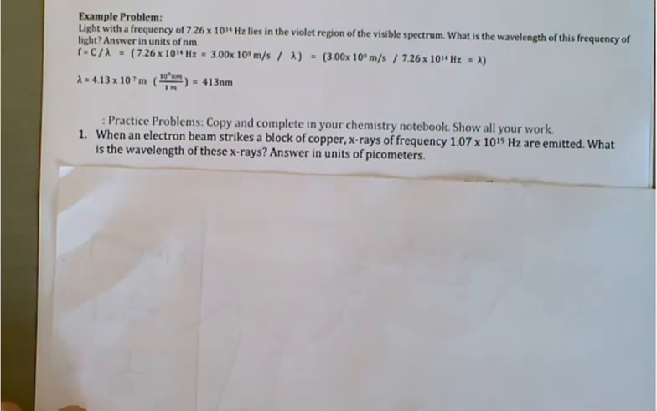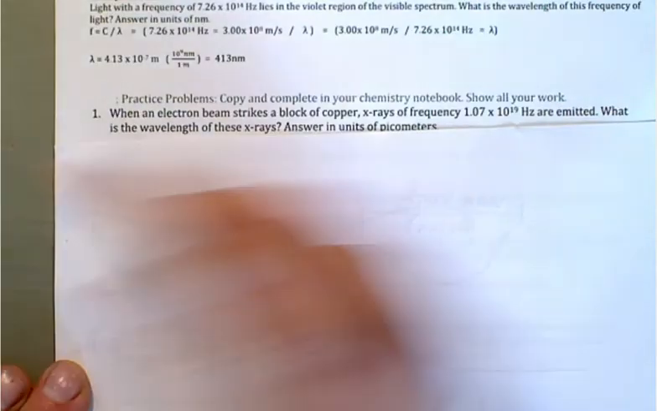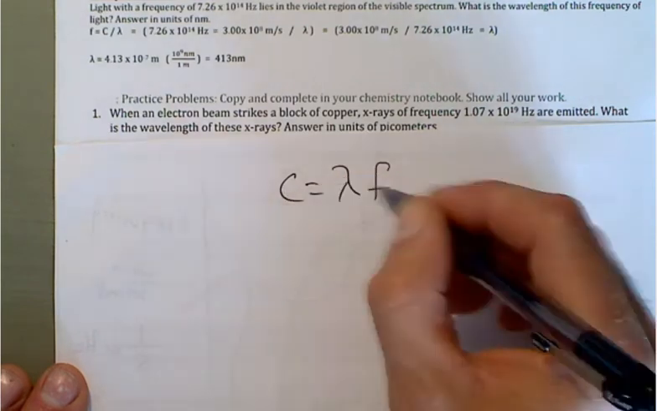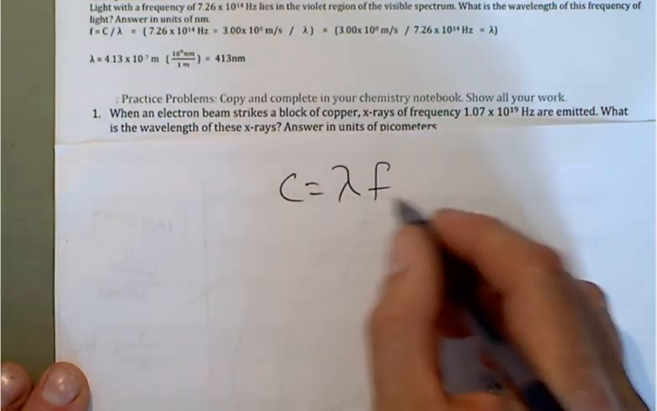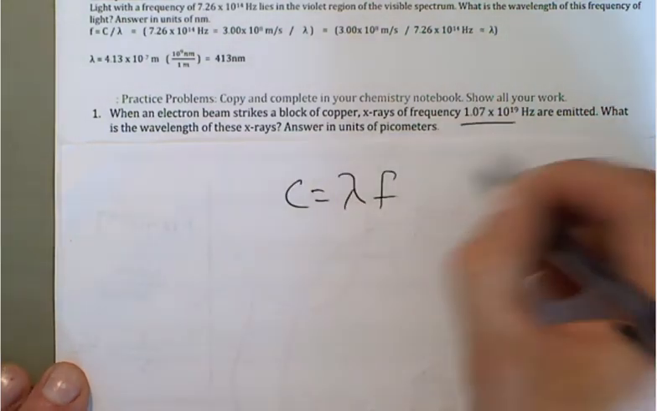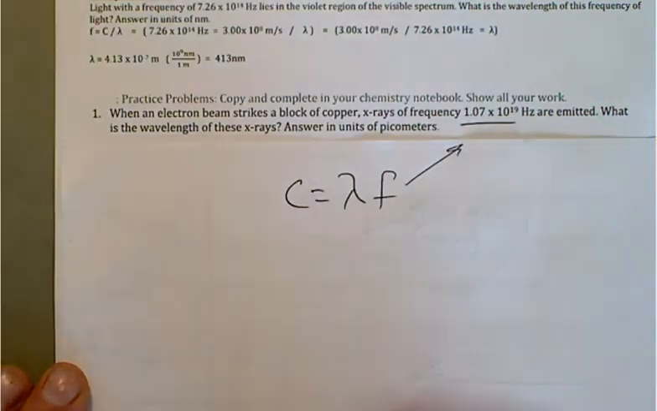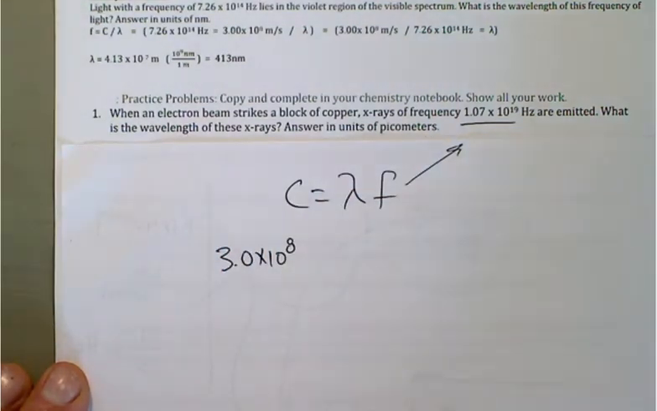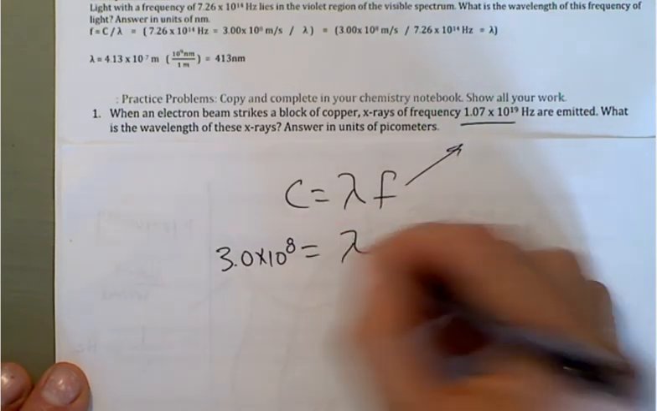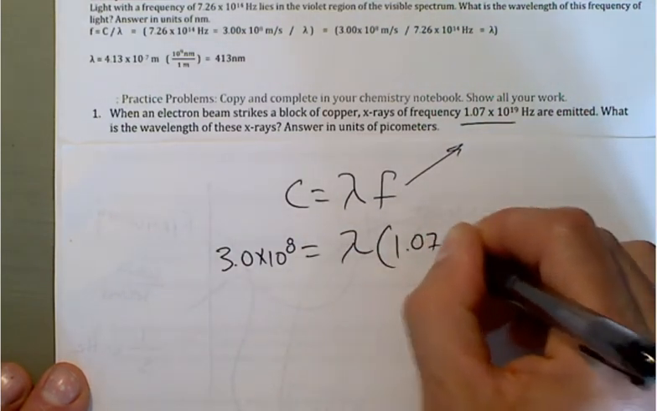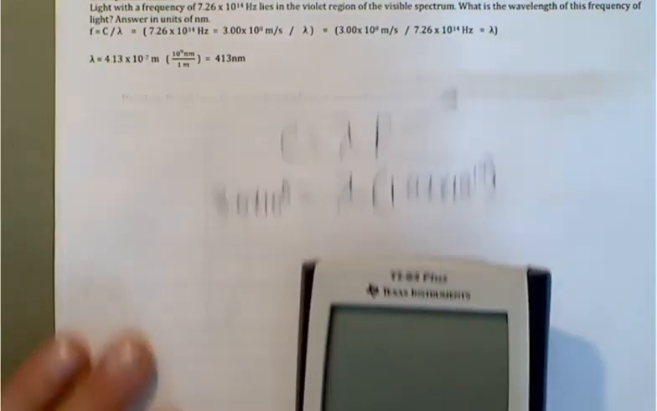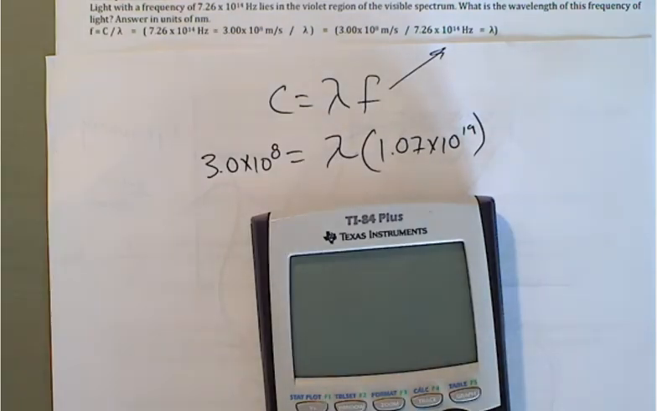All right, so I'm going to take this right here. So real quickly, for this whole assignment, this is your equation: speed of light equals wavelength times frequency. So for this problem, they give us the frequency, so that's the one that they're giving us right there. We know what speed of light is, 3.0 times 10 to the 8th equals my wavelength times my frequency of 1.07 times 10 to the 19th. So pretty simple right here. All you have to do is remember how to solve scientific notation in your calculator. And so let's go ahead and do that.